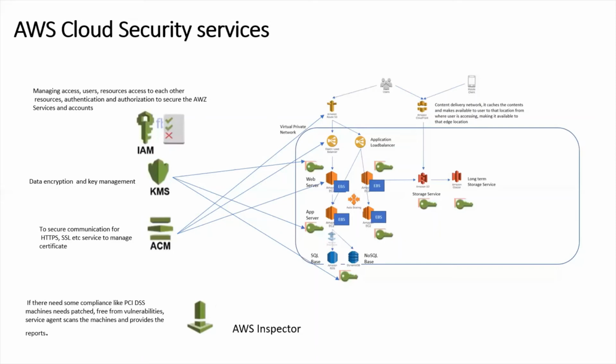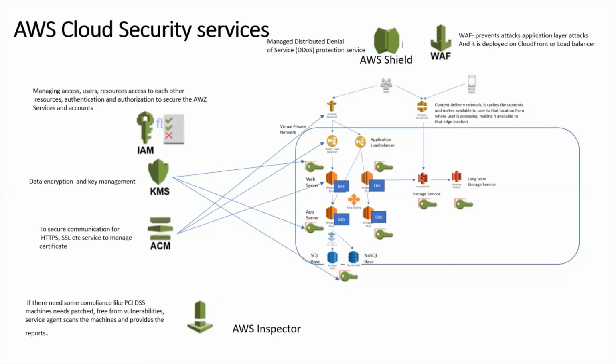And after that report is generated, that will show you the different vulnerabilities on the infrastructure. And we have AWS Shield service, that is a fully managed service for protection against DDoS attacks. And we have web application firewall, that is also an AWS managed service, and it prevents attacks at the application layer, and it's also deployed on CloudFront or load balancer.